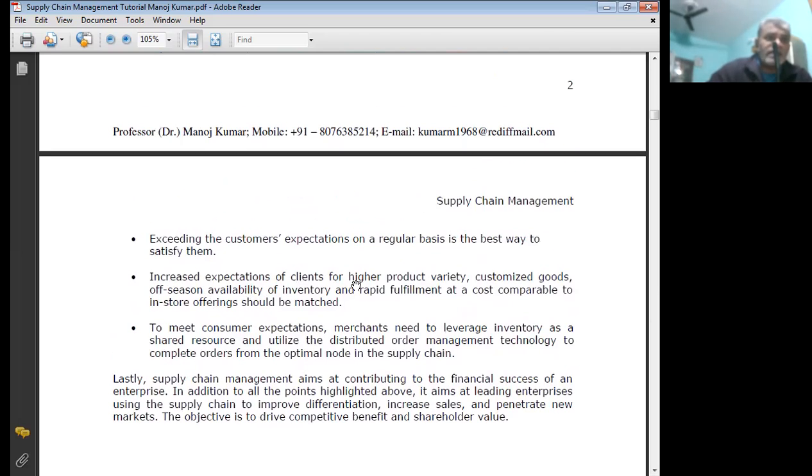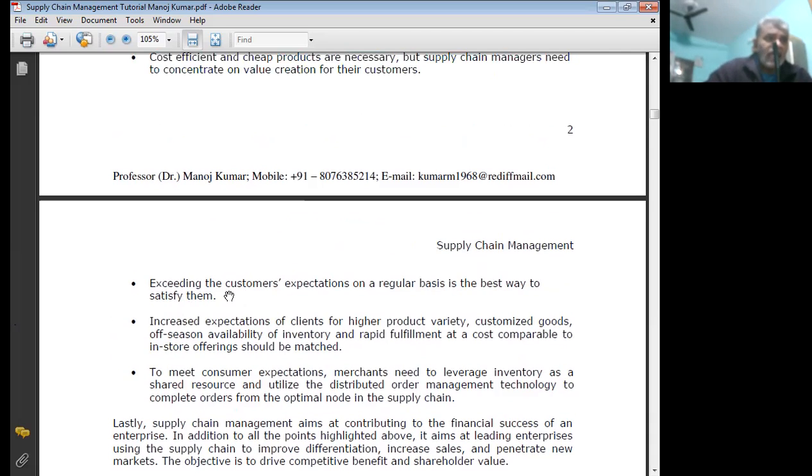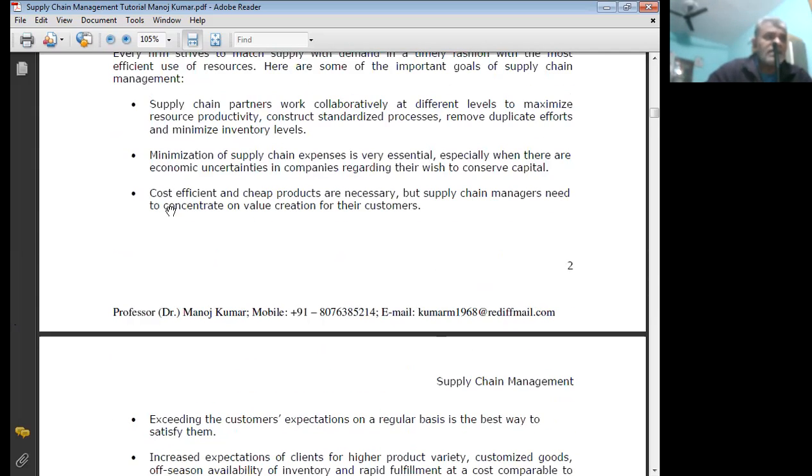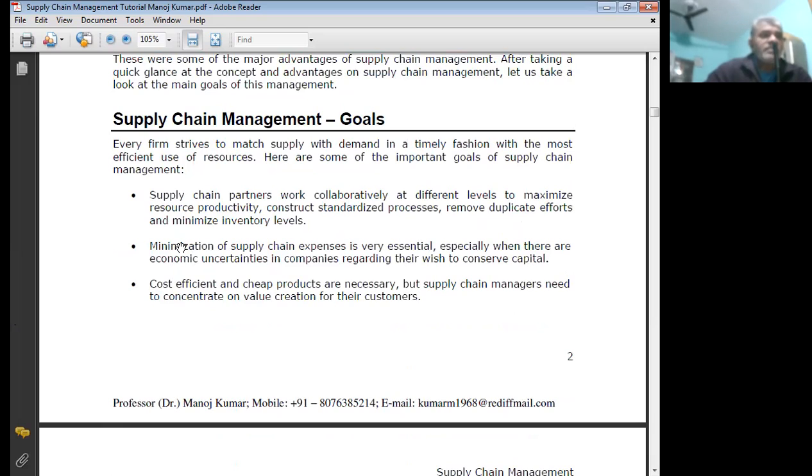Increased expectation of clients for higher product variety, customized goods, off-season availability of inventory, and rapid fulfillment at a cost comparable to in-store offerings should be met. Exceeding the customer expectation on a regular basis is the best way to satisfy them. These are the goals of supply chain management.